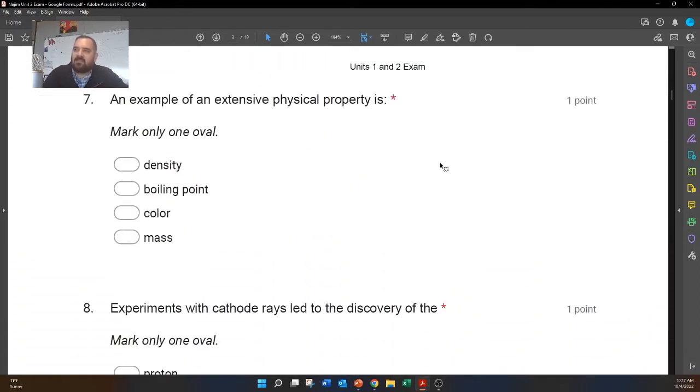So an example of an extensive property, this is a property that does depend on the quantity. So as the quantity increases, this thing should increase. So in the case of density, it doesn't. Boiling point also doesn't. Color doesn't matter depending on quantity. Mass does change depending on the amount you have. So mass is going to be the correct one for this.